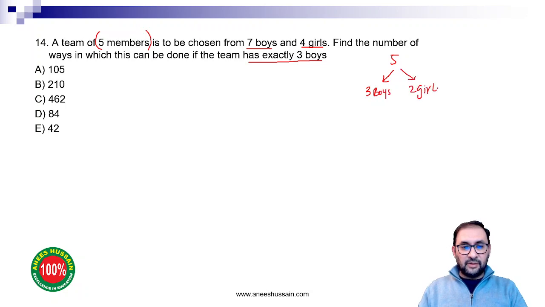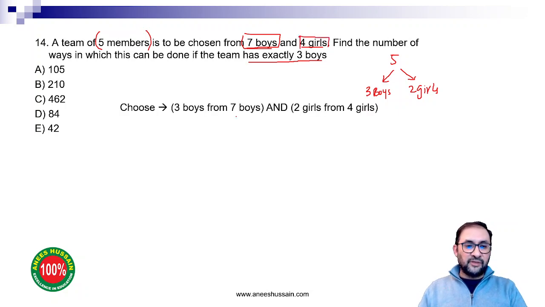So basically my task is to make sure that from the 7 boys, I choose 3 boys, and from the 4 girls, I choose 2 girls. And this is a selection problem, so it's a combination problem. It's not an arrangement problem. So this is going to use nCr. From 7 boys, we are choosing 3, so that's 7C3. And from 4 girls, we are choosing 2, so it's going to be 4C2.